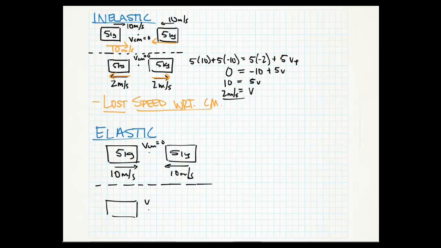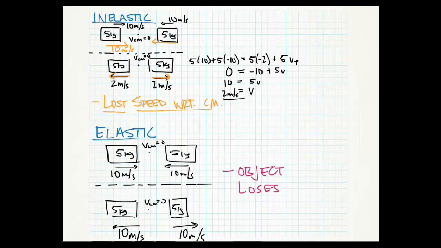The velocity of center of mass is still 0. 5 kilograms, we're going to move back with 10 meters per second, and this one is going to move forward, 5 kilograms, at 10 meters per second. In this case, in the elastic case, with things bouncing perfectly off of each other, I'll do a different color for emphasis, we see that an object loses no velocity with respect to the velocity of the center of mass.